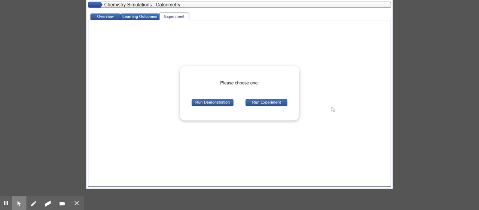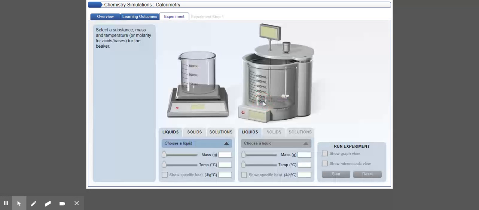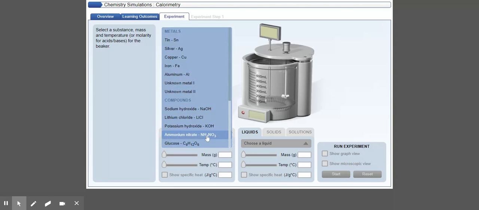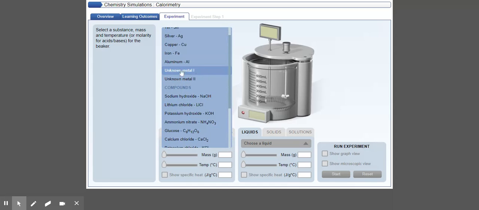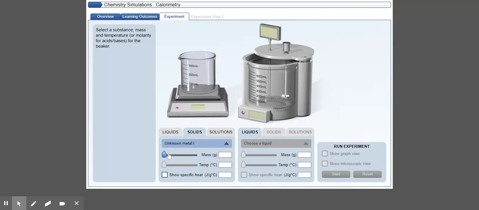And in case you need a little video introduction to the experiment part that I'm asking you to do, you're going to go ahead and click on Run Experiment here. I would like you to choose a solid. Go ahead and pick our unknown metal. You pick a mass, you pick a temperature. Don't show the specific heat.